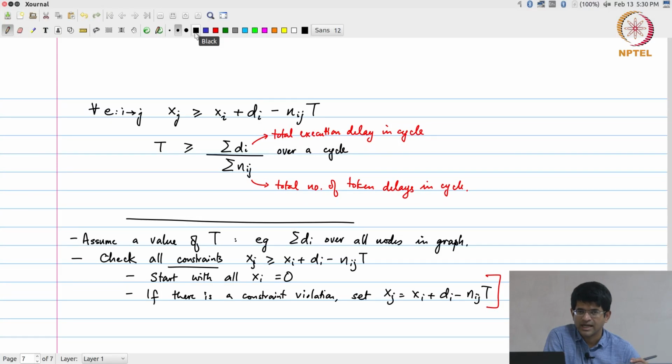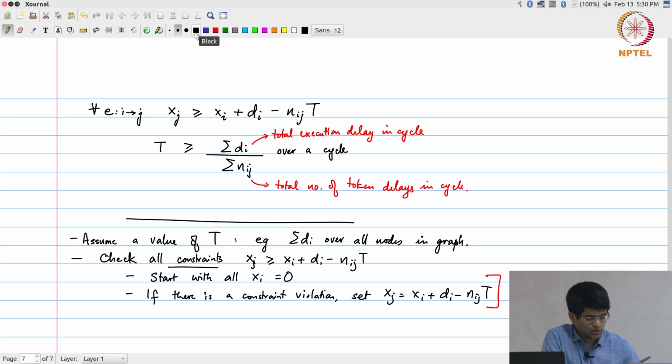Okay. I can't prove that within this class, but if you look up the way that shortest path algorithms work, you can sort of understand why this works, right? If I repeat this process of relaxation a maximum of n times, where n is the number of nodes that I have in the graph, it is guaranteed that I will be able to find a suitable set of values of xi, okay, provided my t is large enough.